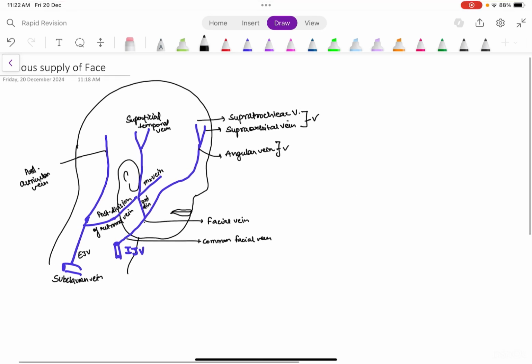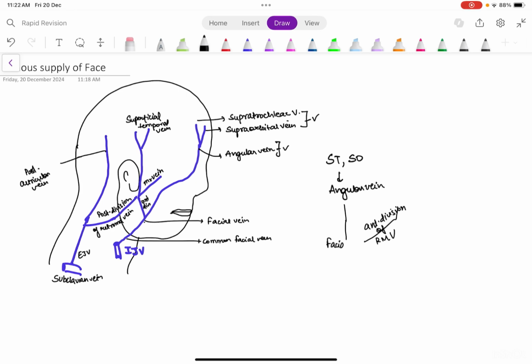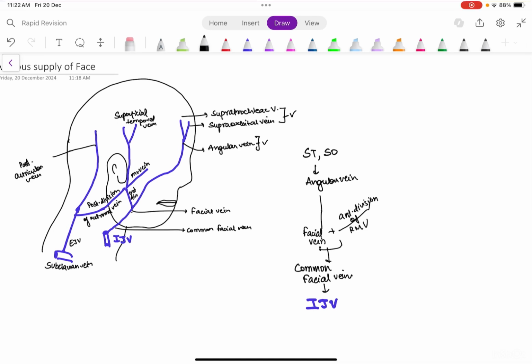Okay, let's just make a schematic diagram again. So supratrochlear and supraorbital, it drained into angular vein. Okay, then there was some branch of anterior division of retromandibular vein. It combined with the facial vein. They formed common facial vein, which in turn drained into the IGV. Okay, now from the posterior aspect.